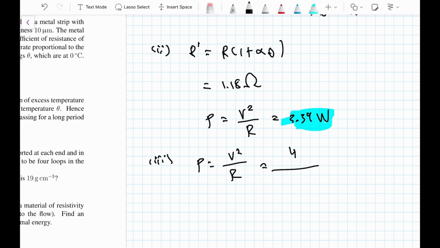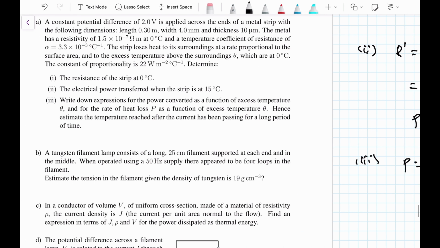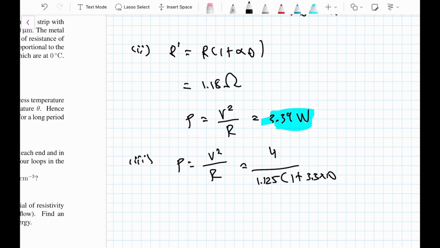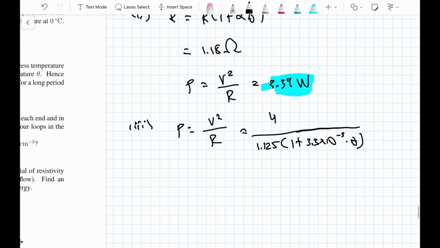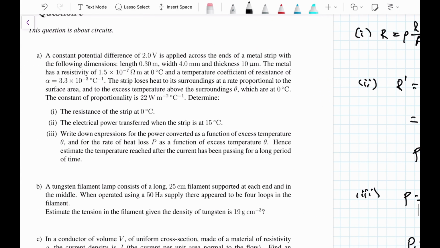It's 4 over R, which is 1.125 multiplied by 1 plus 3.3 times 10 to the minus 3 times theta. And that should be the power converted. And then the other power is the power lost. And then it says over here, the strip loses heat to the surroundings at a rate proportional to surface area.